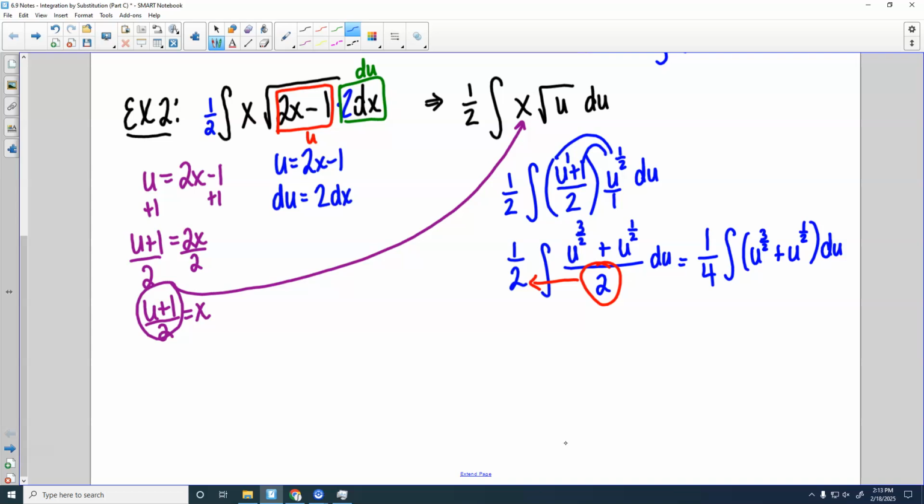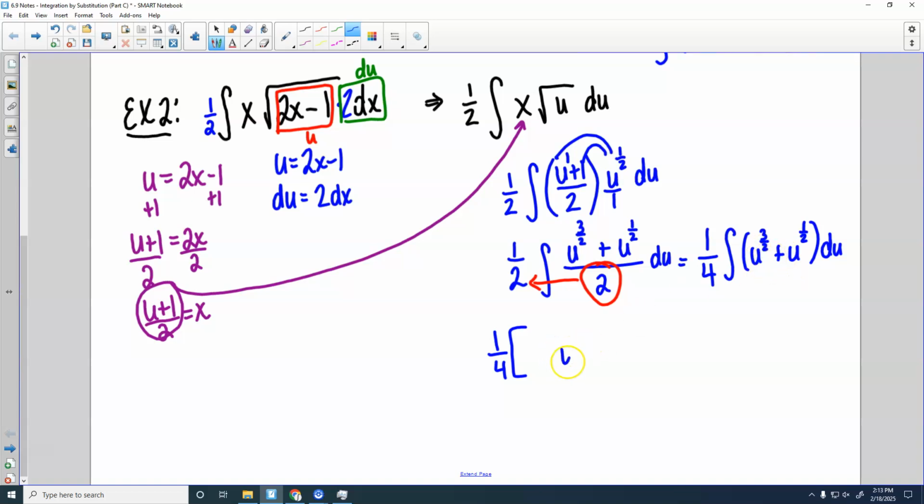Okay, most of the time for these, you're going to end up with more than one u, but you should be able to simplify it down to where it's still a power rule type of problem. So at this point, we're ready to take our integral. Make sure when you keep your 1/4 out here that you keep it in parentheses. It's not been as important for the other problems because we only had a single u. But it needs to be separated out because it gets distributed to both terms that we get here.